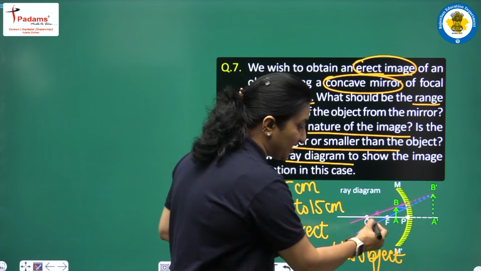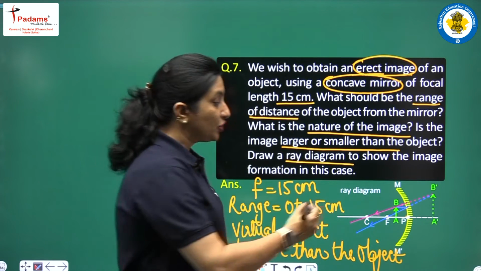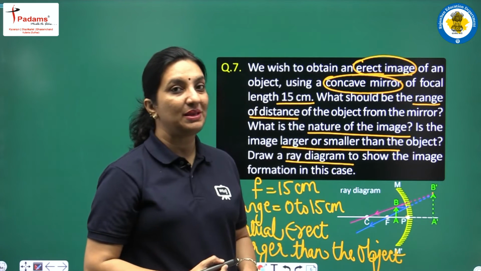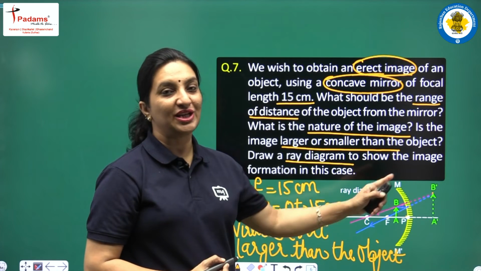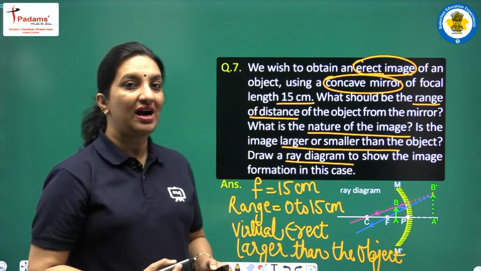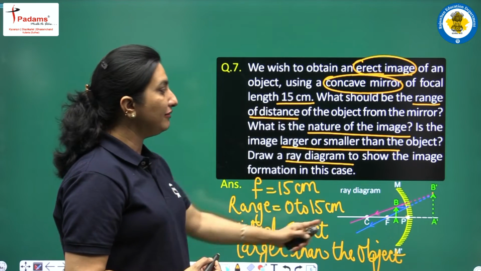Now these two reflected rays are not going to meet in front of the mirror. So when extended, they meet here, and what we get is the image A dash B dash. So this is the ray diagram. So in this question they have asked 4 points and we have answered all the 4 points.